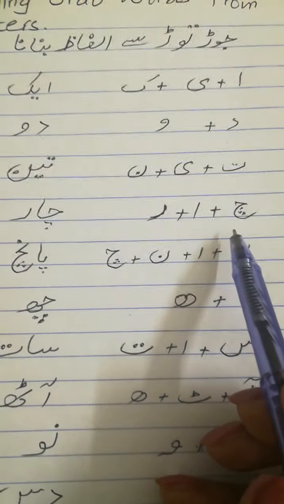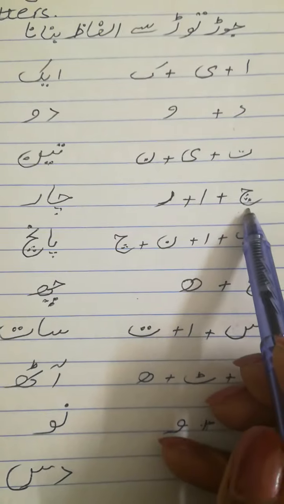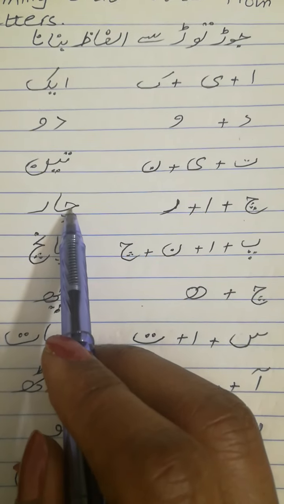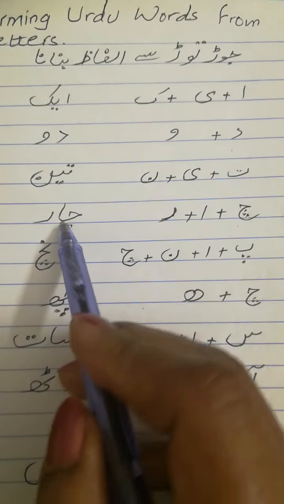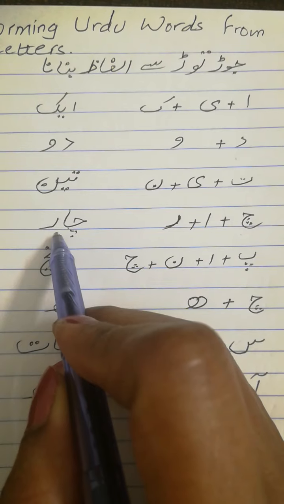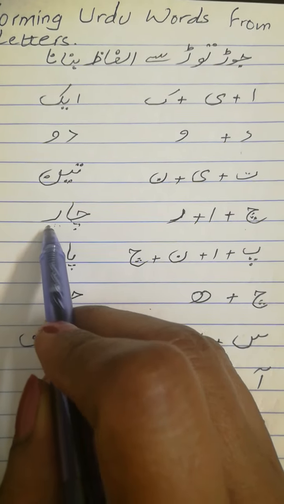The next is J alif re. J is here, till here it is J, and then we combine alif with it and re, and then J alif re, char. Char is 4.